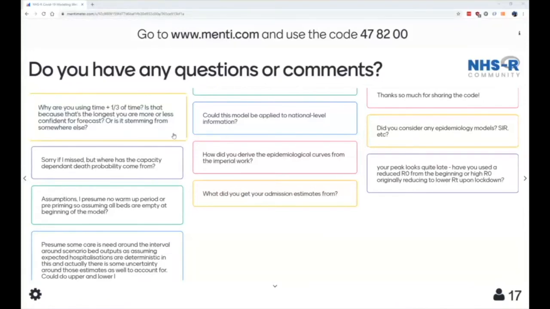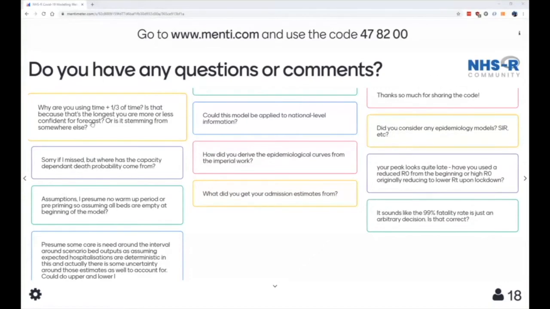The next question: why are you using time plus 1/3 of time? Is that because that's the longest you are more or less confident for the forecast, or is it stemming from somewhere else? Yeah, there's probably a better way of doing this, but we found this typically works. That's just to let the system drain, essentially.